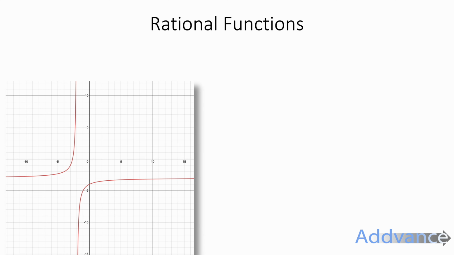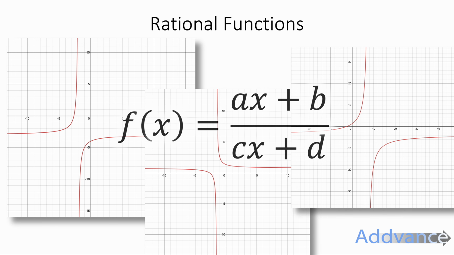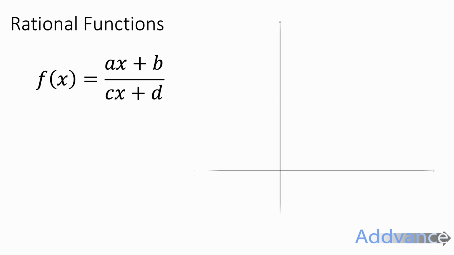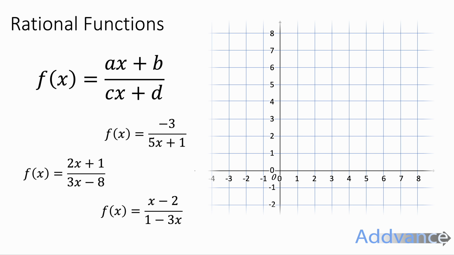So what is a rational function? Well, these are the graphs of rational functions. They look like these curves and they're formed by equations that look like this: ax plus b over cx plus d. I can show you some examples of that here. So it might look like any of these. Any of these functions are in the form ax plus b over cx plus d.